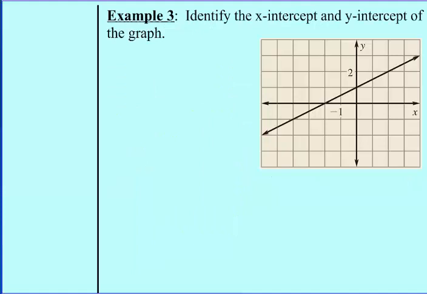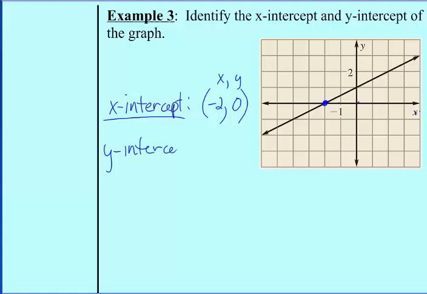Okay, example 3, we're going to identify the x-intercepts and the y-intercepts. So I just want to point out a couple of things, being careful with where you put your zeros. So we have this point, which is on the x-axis. So when you identify the x-intercept, remember it's always x comma y, the x value first, so that was -2, and then the y value, in this case, is 0. So make sure you get those numbers in the correct order. That point is -2, 0.